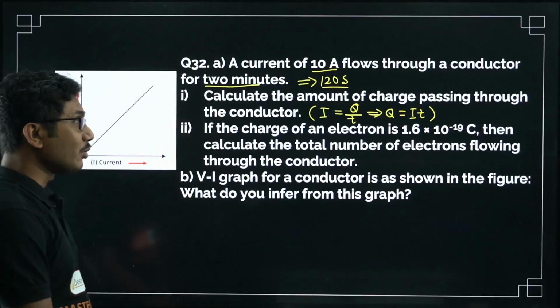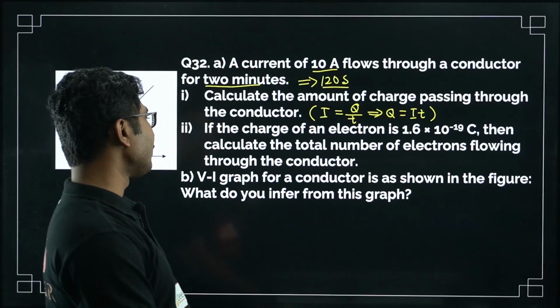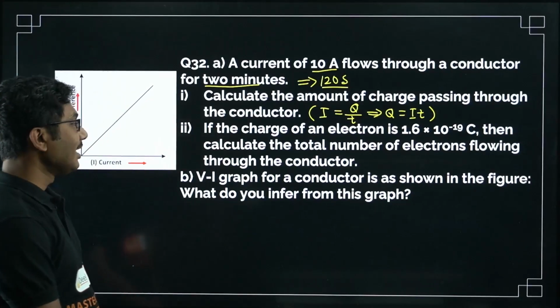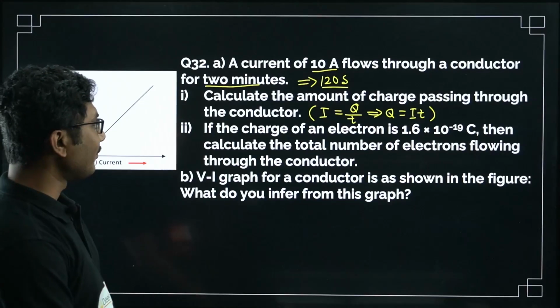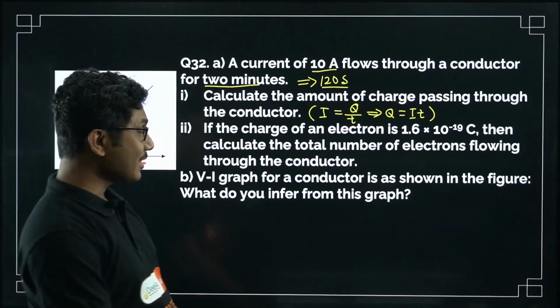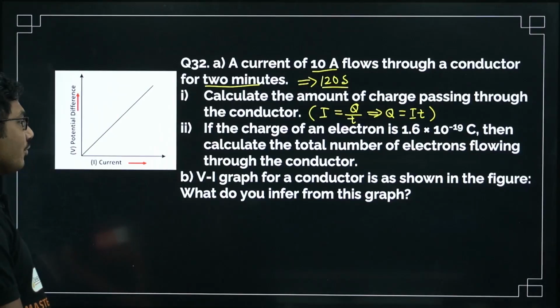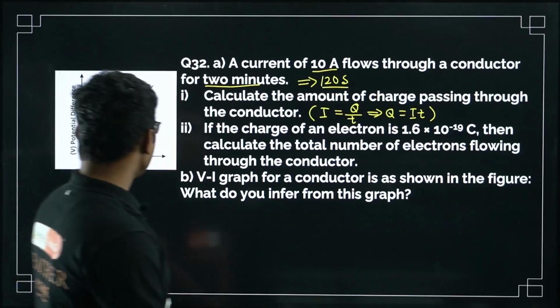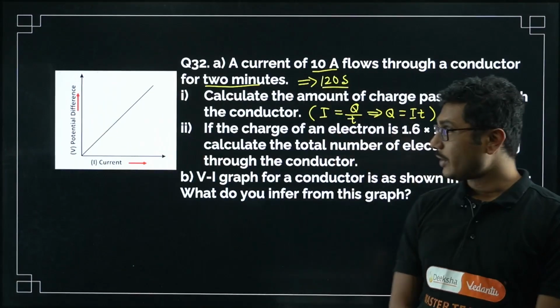Then calculate the total number of electrons flowing through the conductor. Now this is slightly tricky. Okay, the VI graph for a conductor is as shown in the figure. What do you infer from this graph? So the current and voltage graph is given.